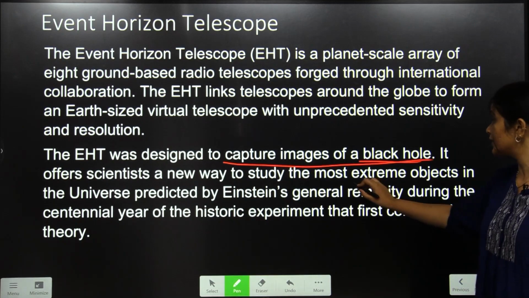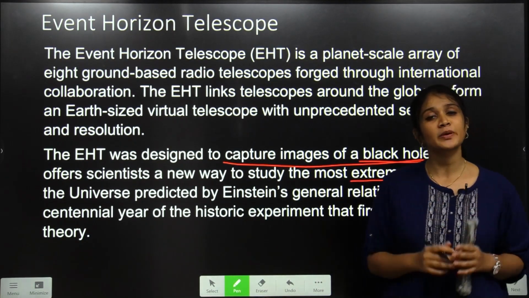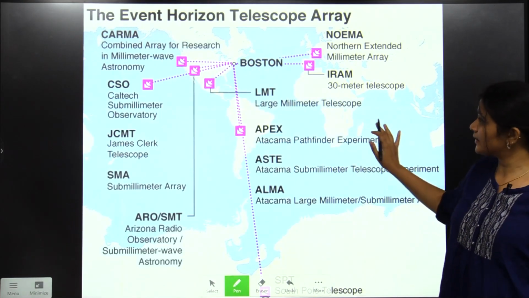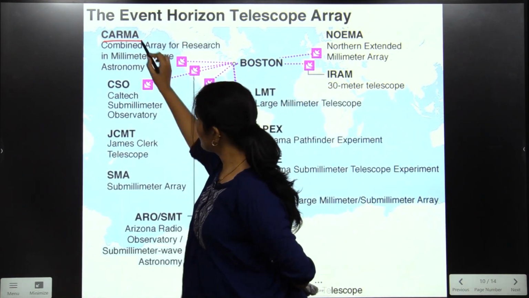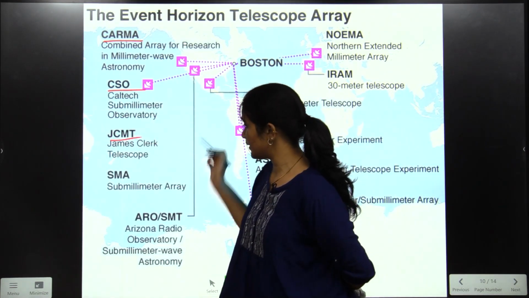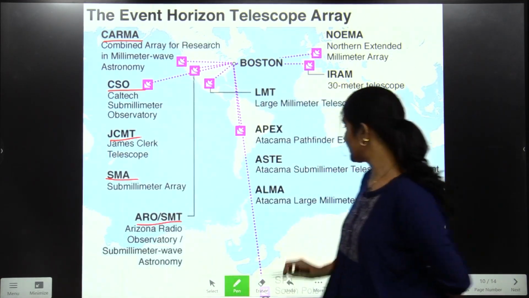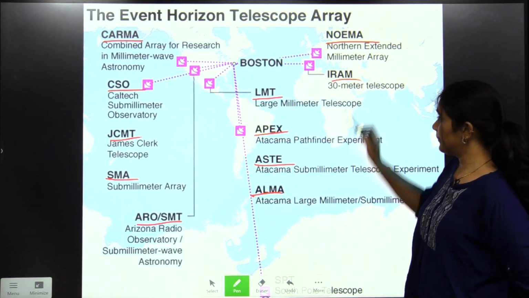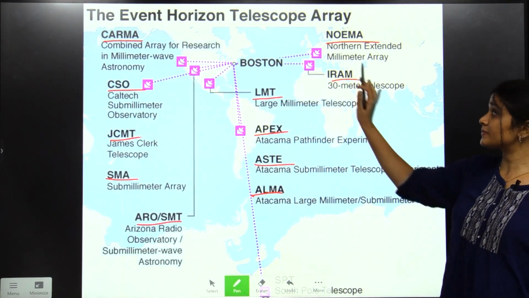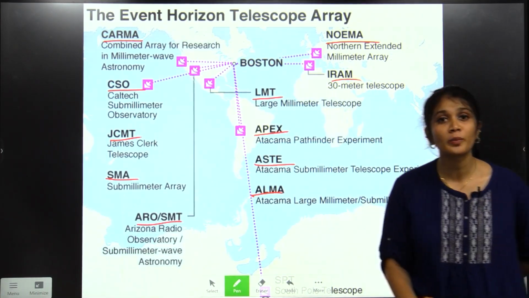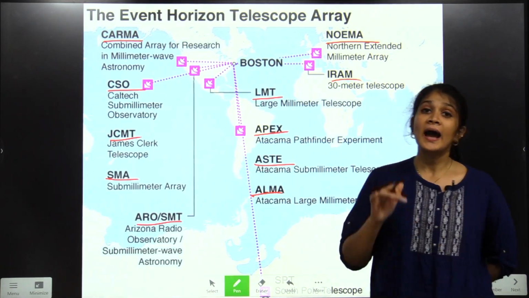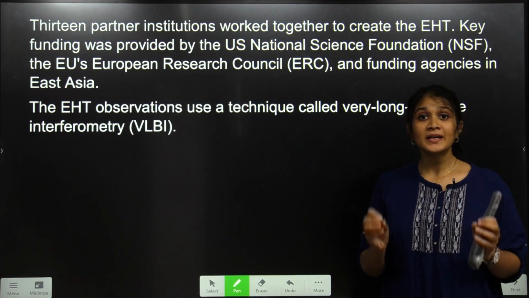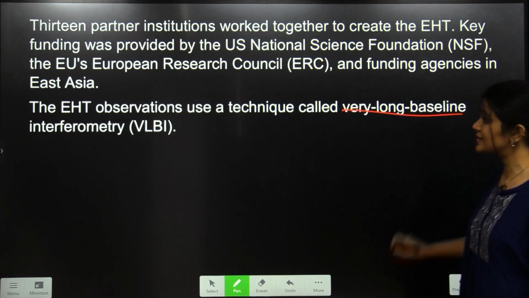This offers a new way to study the most extreme objects in the universe as predicted by Einstein's general theory of relativity. Let us look at where these telescopes are. One is Karma, one is at CSO, one is at GCMT, one is at SMA, ARO-SMT, ALMA, ASTE, APEX, LMT, NOEMA, IRAM. Basically, you can see that these particular telescopes cover the entire globe, and they give you high resolution images, and will try to find out what the black holes are and what they do. Event Horizon is based on the principle called very long baseline interferometry.